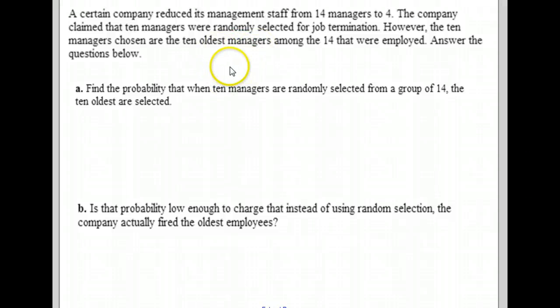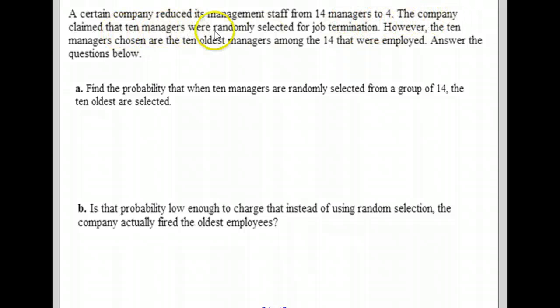Alright, now when you're dealing with these questions, same as the last two, you always have to ask yourself, does the order matter? Does the order matter for which one I'm using? Alright, so read this one. A certain company reduced its management staff from 14 down to 4. So they fired 4 managers.